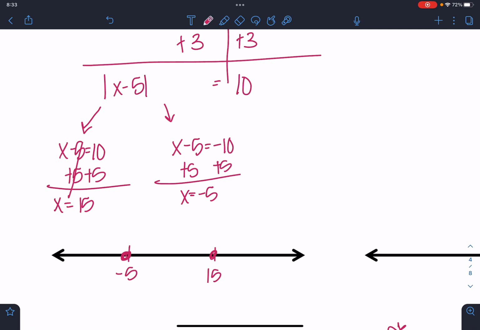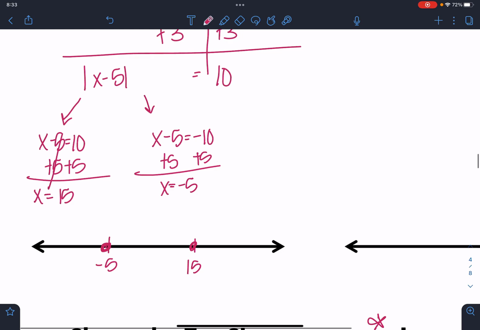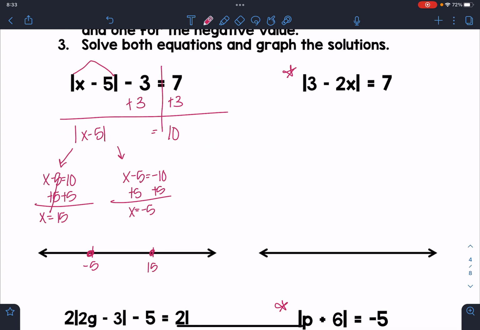We did this more for the inequalities. I don't think we ever graphed our answers on a number line for an equation. We'll do it. That's really all we have to do, so I'm not too concerned. Okay. So let's look at the next one.